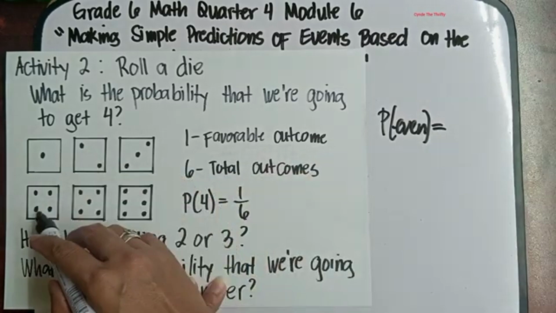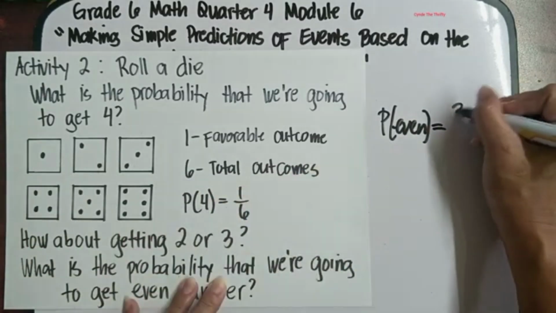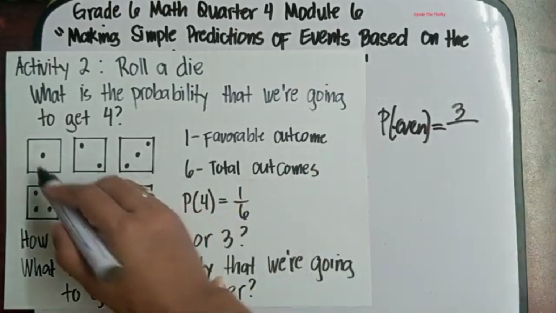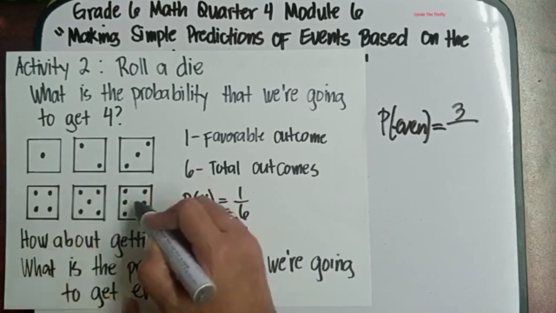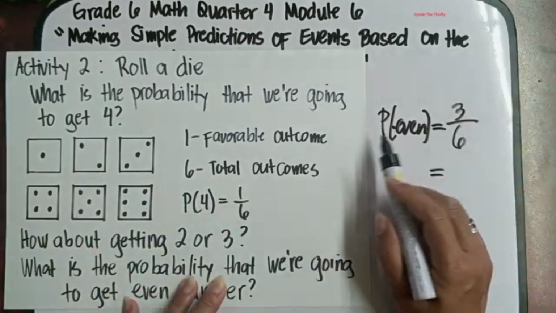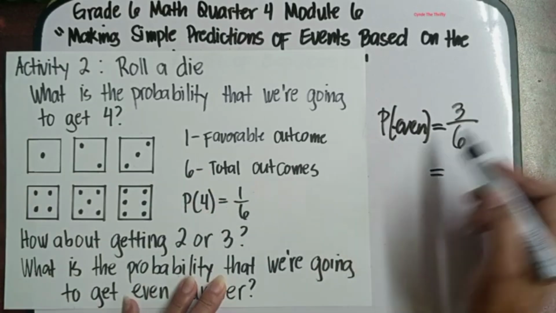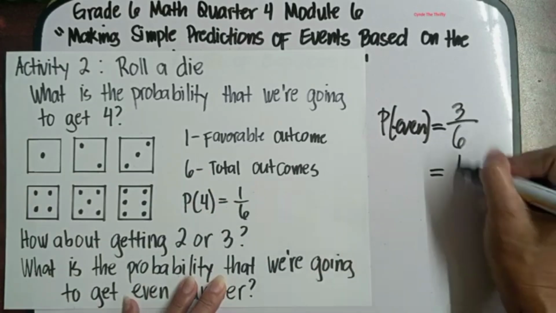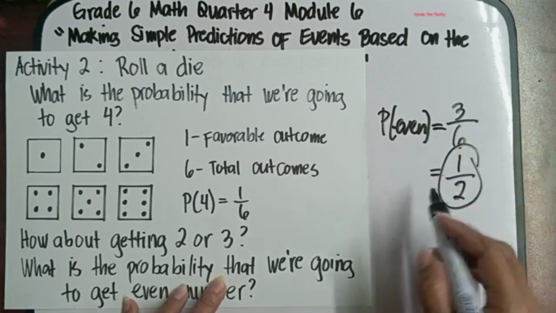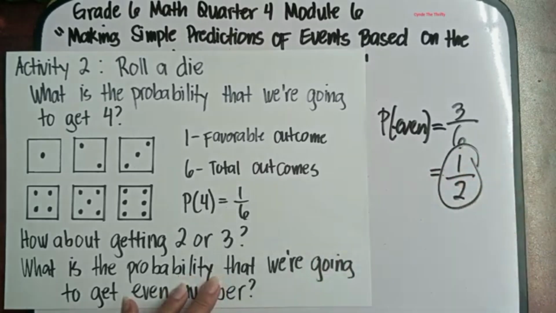1, 2, 3. 3. So, 3 divided by our total outcomes, which is 6. 6 kasi 6 ang ating pwedeng maging outcome. So, ang probability natin sa even number is 3 over 6 or 1/2. So, ito yung probability natin na makakuha tayo ng even number.